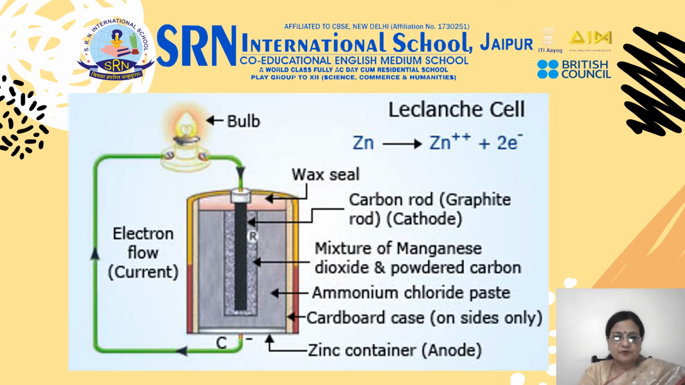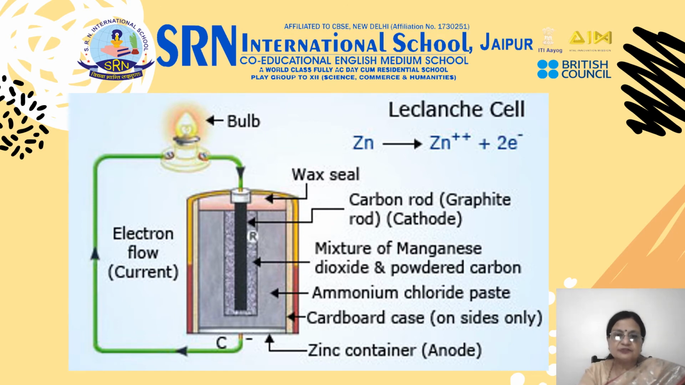So this is made up of carbon rod, that is graphite rod, which acts as a cathode. It is surrounded by a mixture of manganese dioxide and powdered carbon, and there is a paste of ammonium chloride. It is surrounded by a cardboard case on the sides only, but inside this there is a container which is made up of zinc. This zinc container acts as an anode.